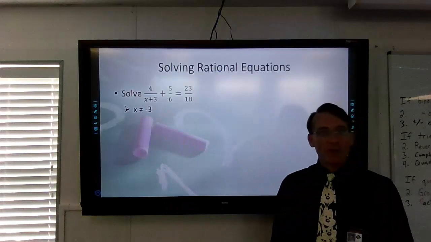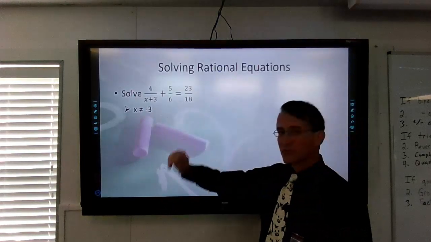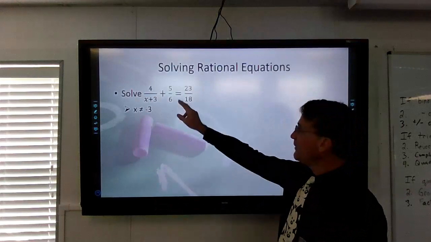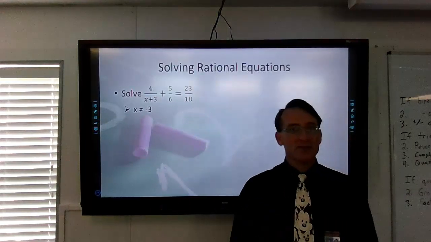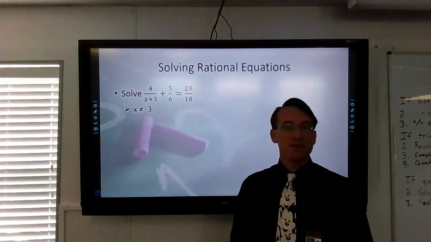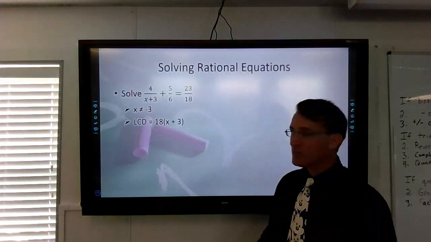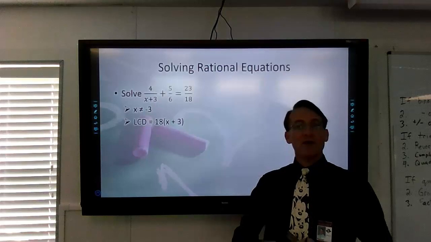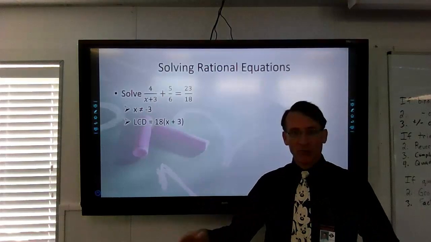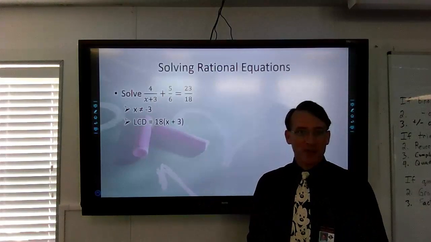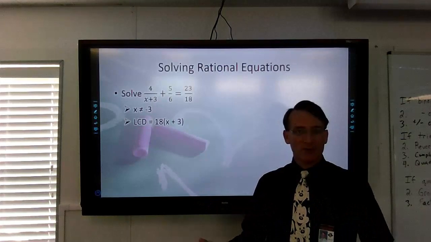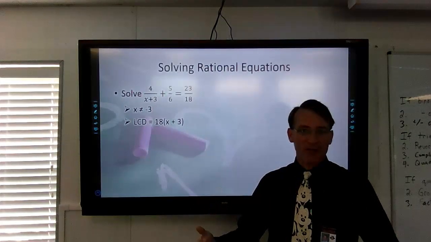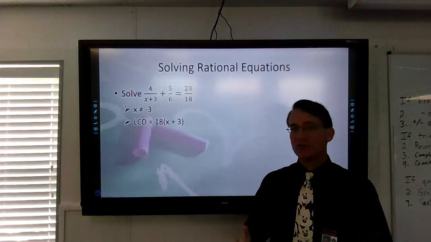Now, my common denominator, I obviously have the x plus 3 as one of my factors. I have a 6 and an 18. Least common multiple between 6 and 18 is 18, so my least common denominator is 18 times x plus 3. Now, if I multiply every single term by my least common denominator, I will clear all of it from having fractions. But you have to do every single term.